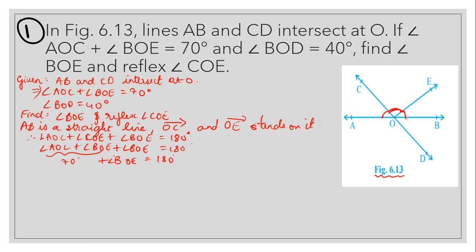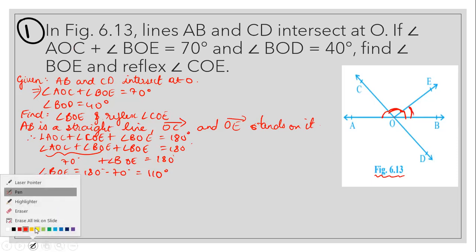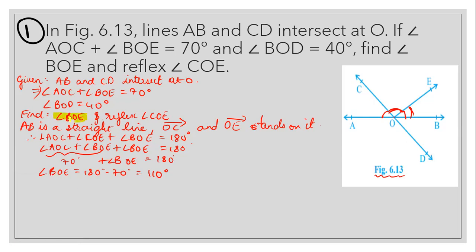Now using this formula, we're going to find angle COE. So angle COE is equal to 180 minus 70 degrees, which gives us 110 degrees. So we found the first part of the question.